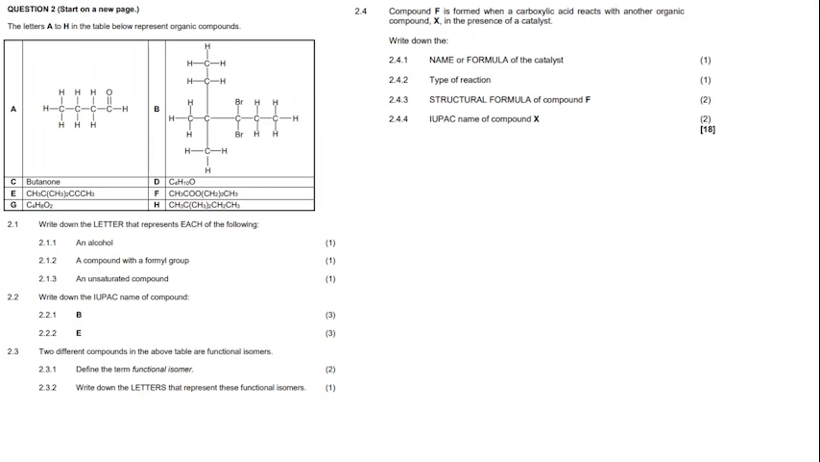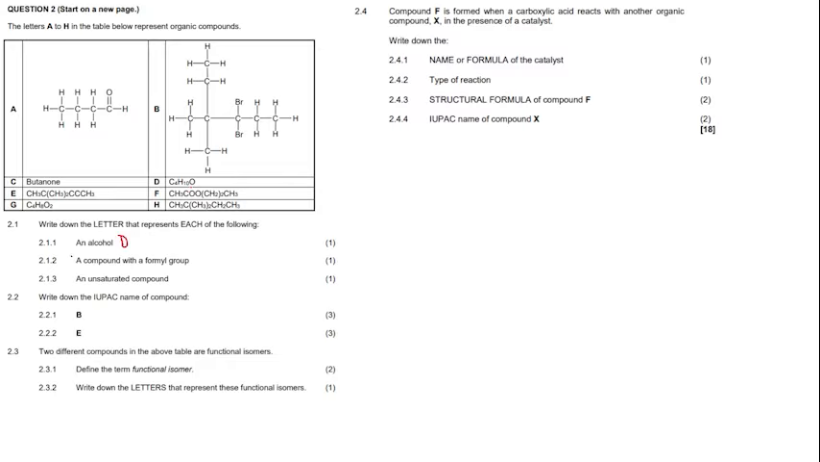Question 2.1. Write down the letter that represents each of the following. 2.1.1. An alcohol. If we look at our 8 different compounds, we know that an alcohol must have an OH group. As you can see, some of them just have the condensed formula, but if you draw them out, you should be able to see that D would then be the alcohol.